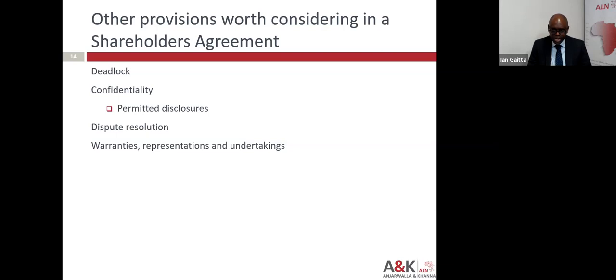Deadlock, as we've mentioned earlier, needs to be carefully thought through because it may not necessarily be a legal dispute. And given the consequences of a deadlock, you may need a whole bespoke mechanism as to breaking or resolving deadlock.